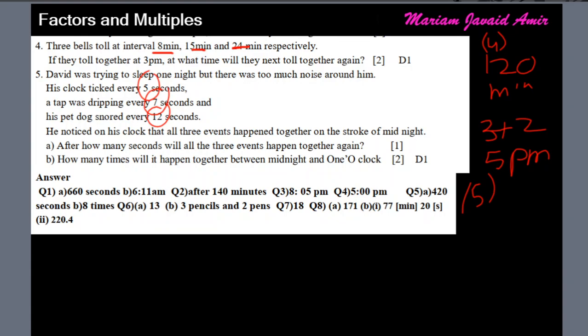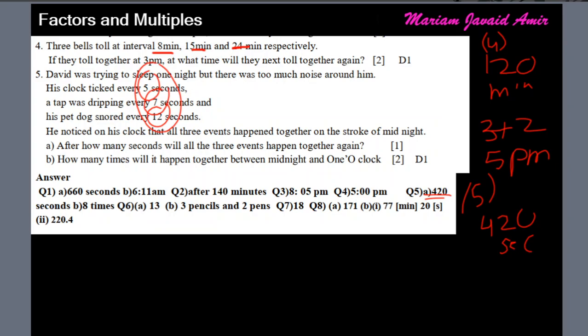The word again means that it is a lowest common multiple question, because when will these three happen again? It will be a number bigger than 5, 7 and 12. So it's a question on multiples. Then you'll find the multiple of 5, 7 and 12 for part A, and you will get 420. I'm directly just reading this answer. And then for part B, how many times will this happen together between midnight and 1 o'clock? So this is 420 seconds.